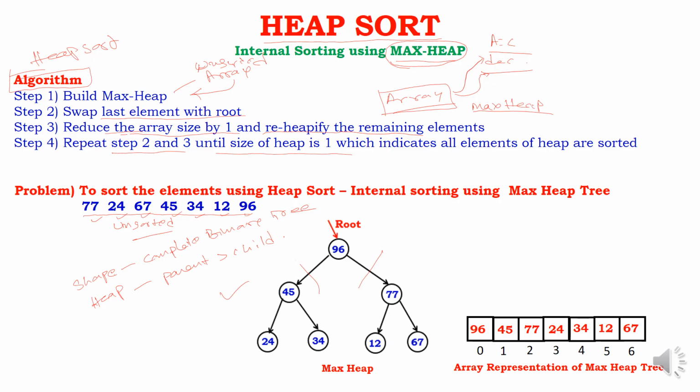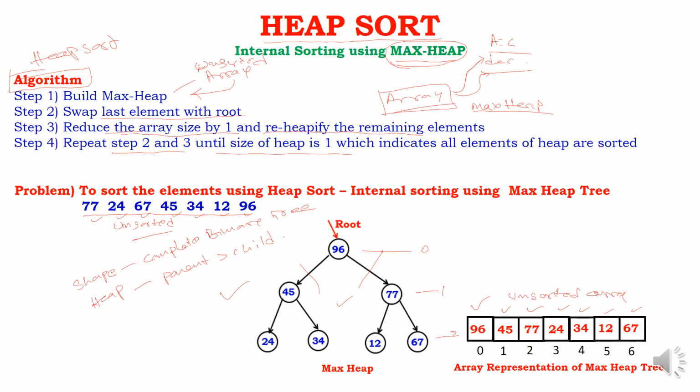How to create a max heap? I'm going to explain. Once the max heap is created, the heap can be represented as an array like this. See, this is the array. The array contains elements level by level. In level 0, it contains 96. Level 1 contains 2 elements, 45, 77. Level 2 contains 4 elements, 24, 34, 12, 67. All 7 elements are there in the array.